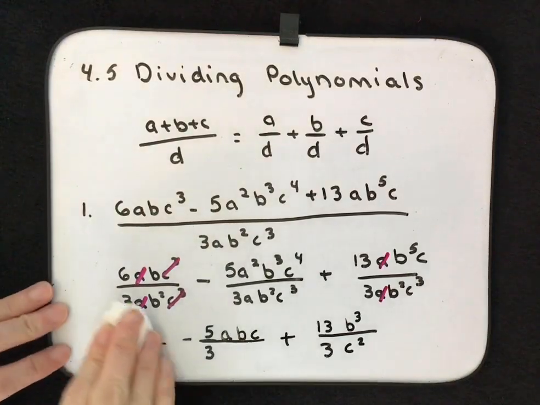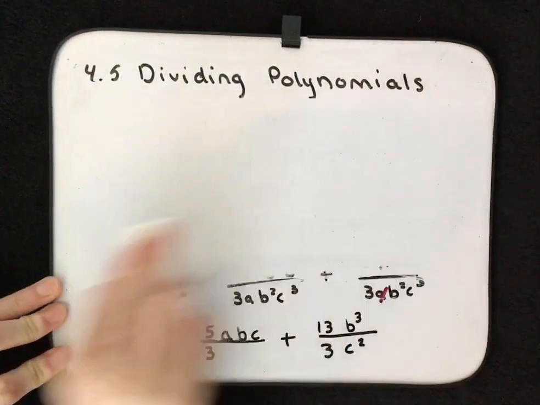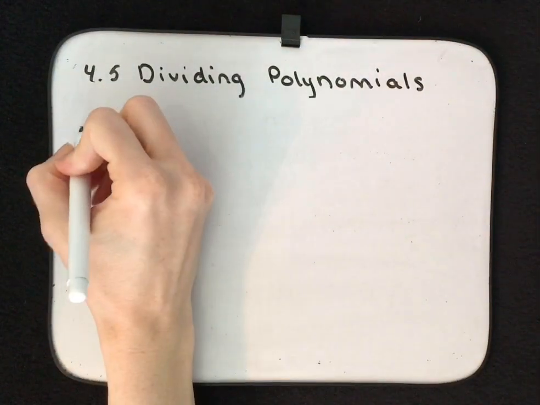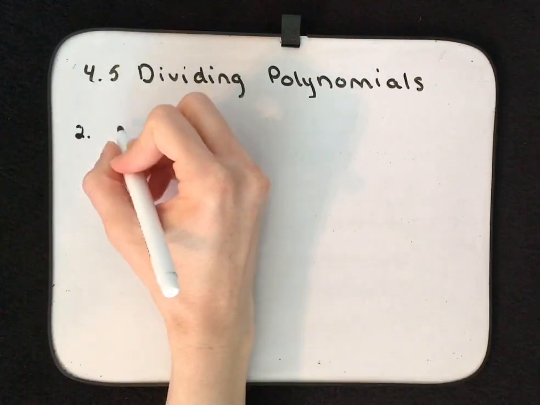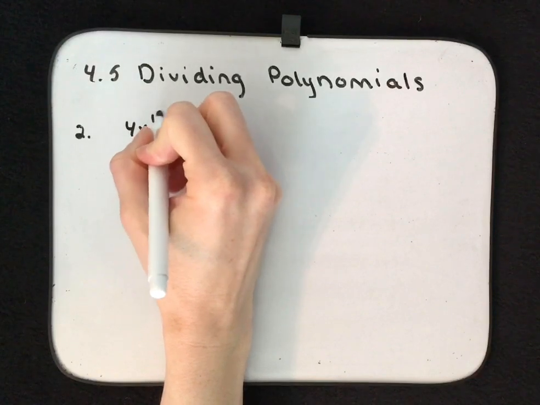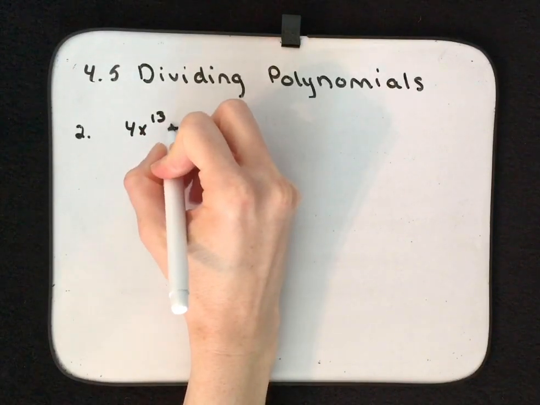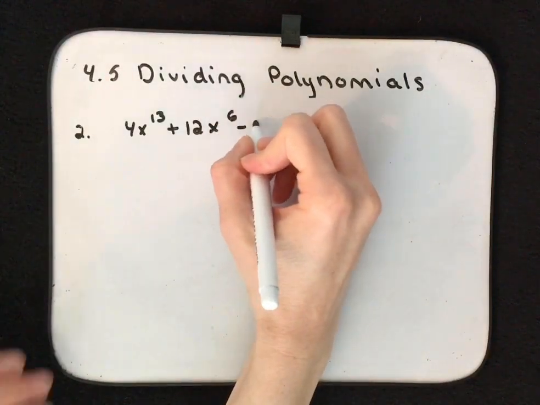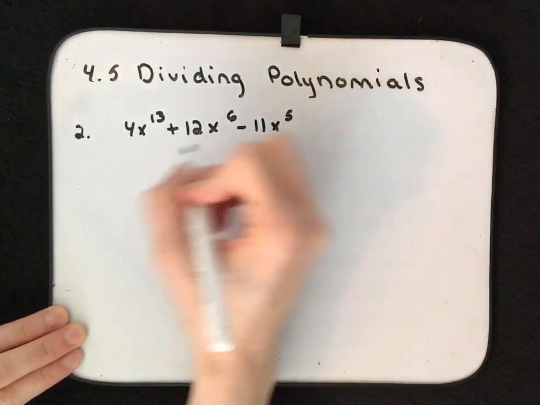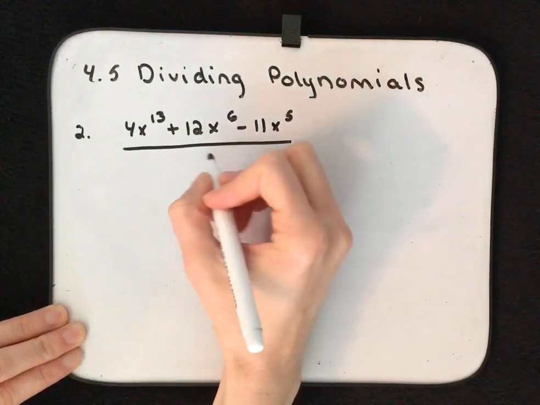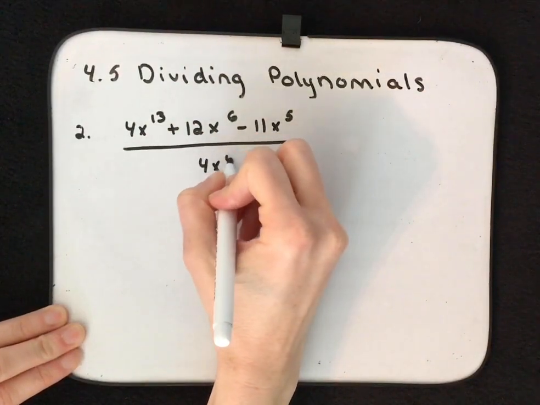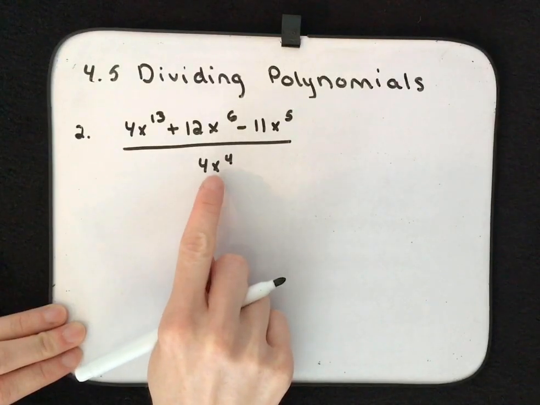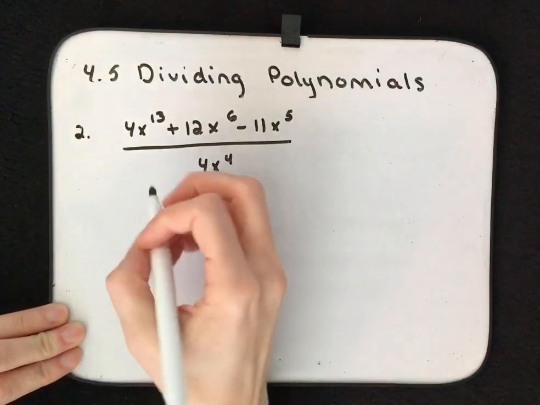Let's try again. Number 2. 4x to the 13th plus 12x to the 6th minus 11x to the 5th all over 4x to the 4th. So we can split our fraction with each piece having our denominator of 4x to the 4th.